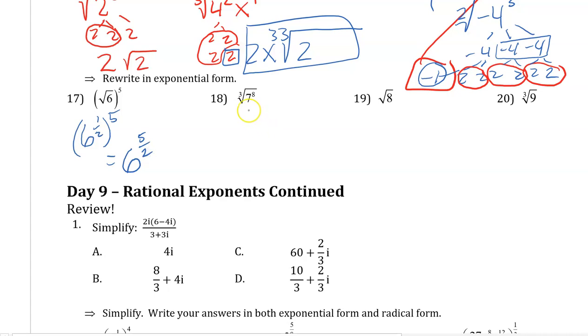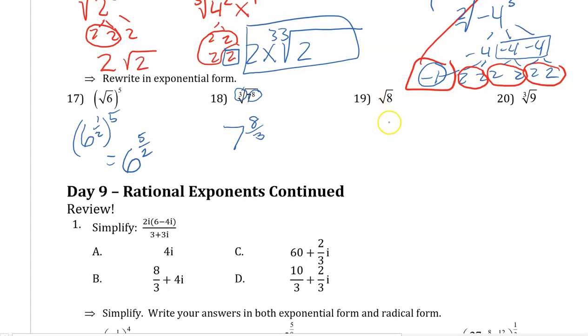Number 18. Cube root of 7 to the 8th will be 7 to the 8th over 3. The other way to look at this. B is 3. A is 8. So it's 7 to the 8 over 3.